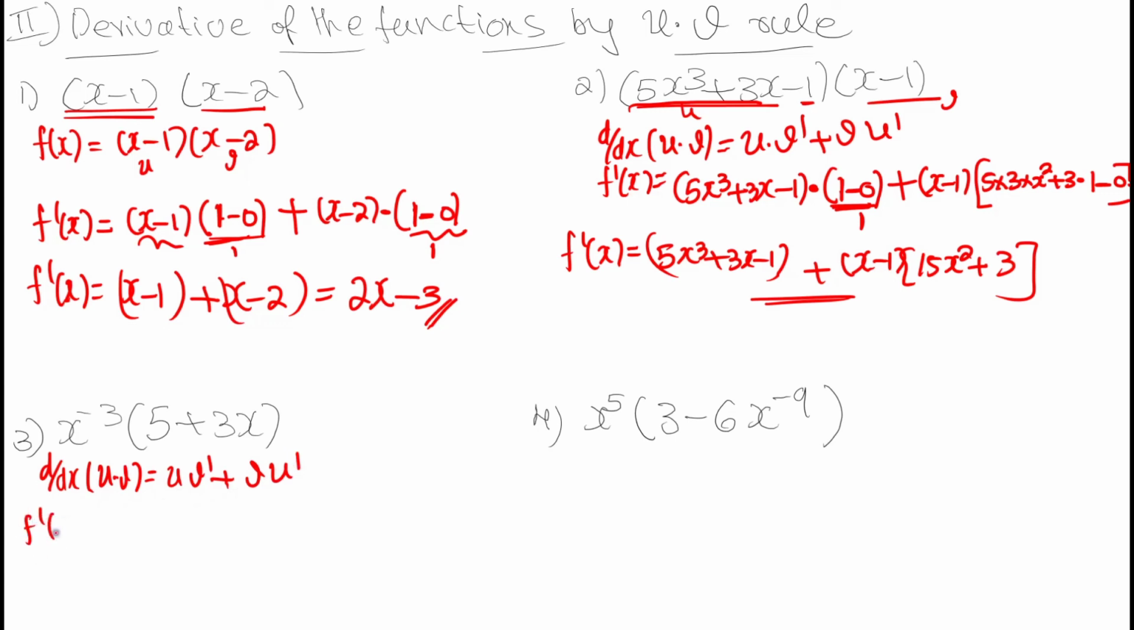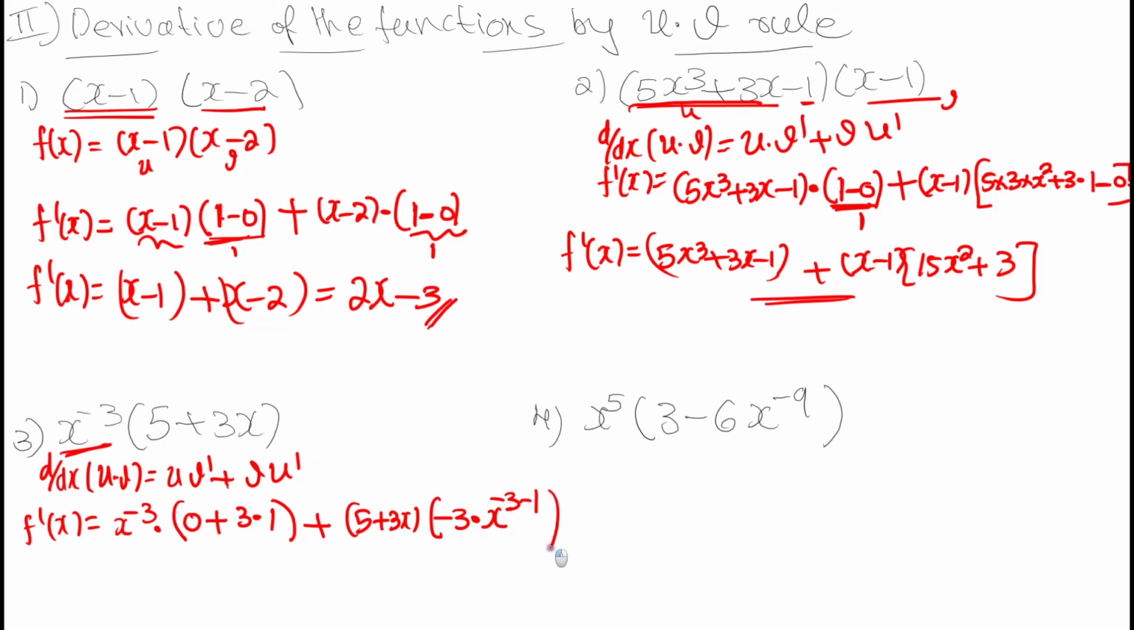So f dash of x is equal to u, x to the power minus 3, into v dash. Differentiation of 5 is 0, plus 3 into differentiation of x, which is 1, plus (5 plus 3x), v, into u dash. Differentiation of x to the power minus 3: x to the power n gives n into x to the power n minus 1, so that we get minus 3 into x to the power minus 3 minus 1.